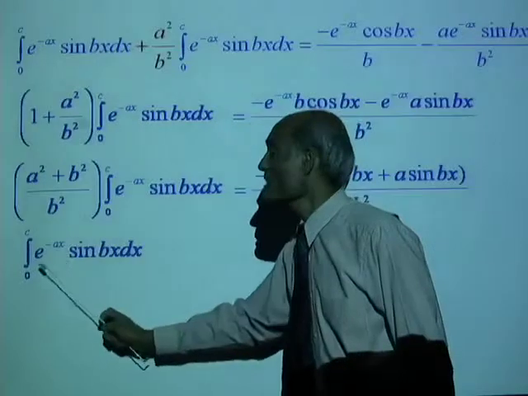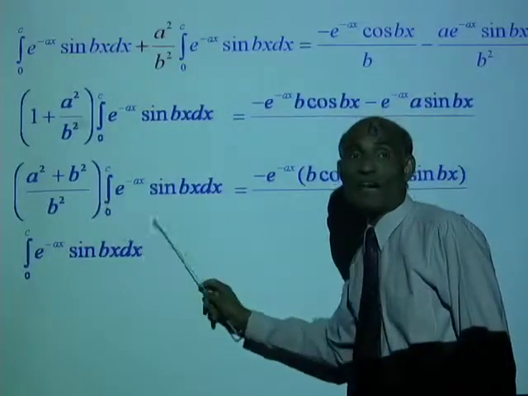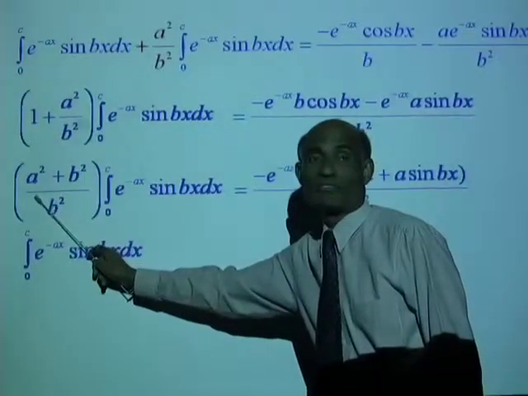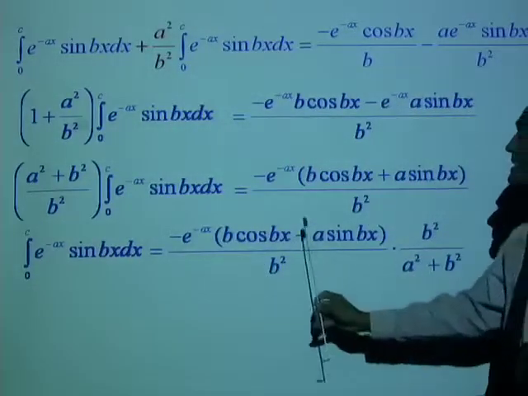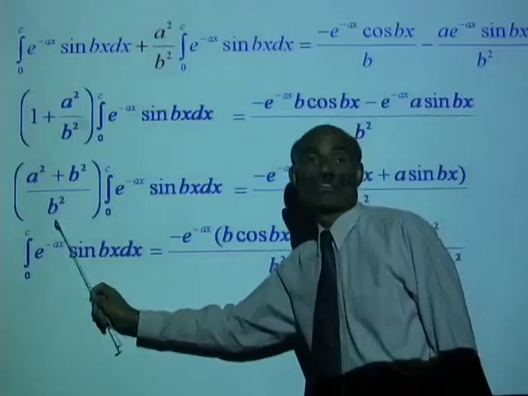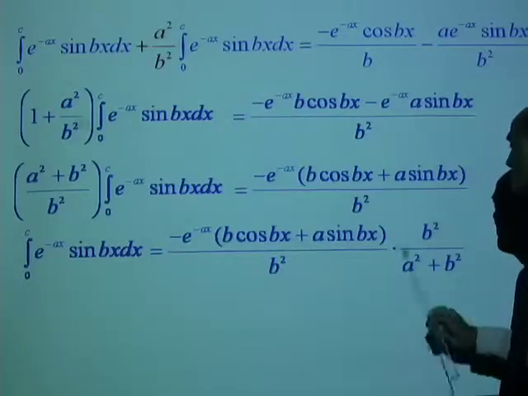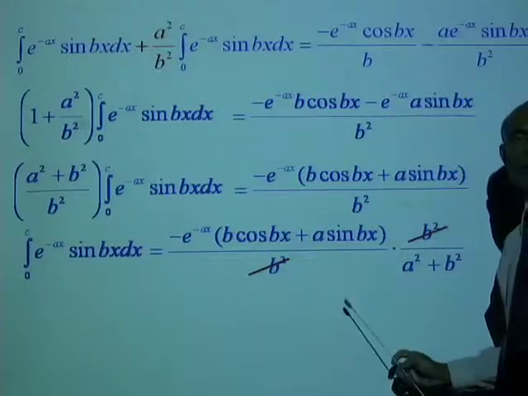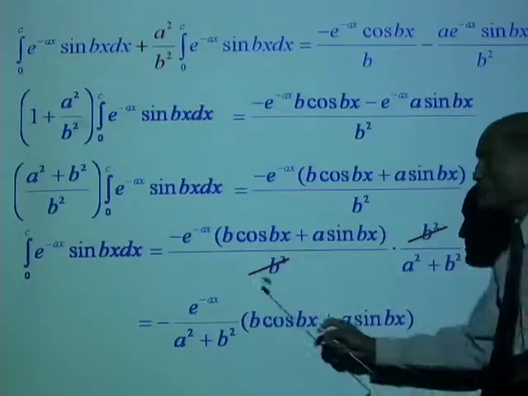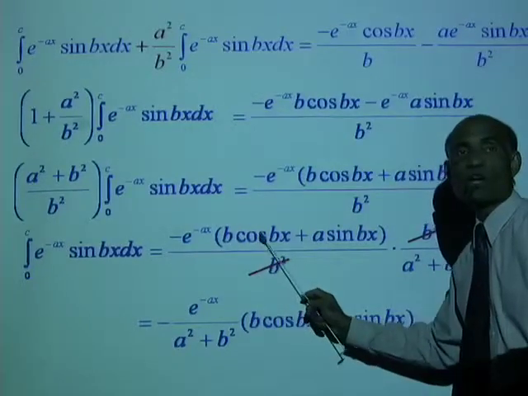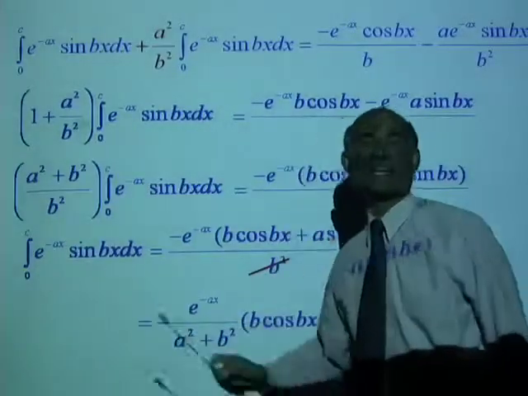And so we get the integral from 0 to c of e to the power of negative ax sine bx dx equal to this divided by this. Is that right? When you divide by this, you simply reverse it and multiply. So that's what I've done. So the right hand side is multiplied by the inverse of this, times b squared over a squared plus b squared. Now b squared and b squared will cancel. There you go. And that gives you e to the power of negative ax divided by a squared plus b squared times b cos bx plus a sine bx. Now this is what this integral looks like.